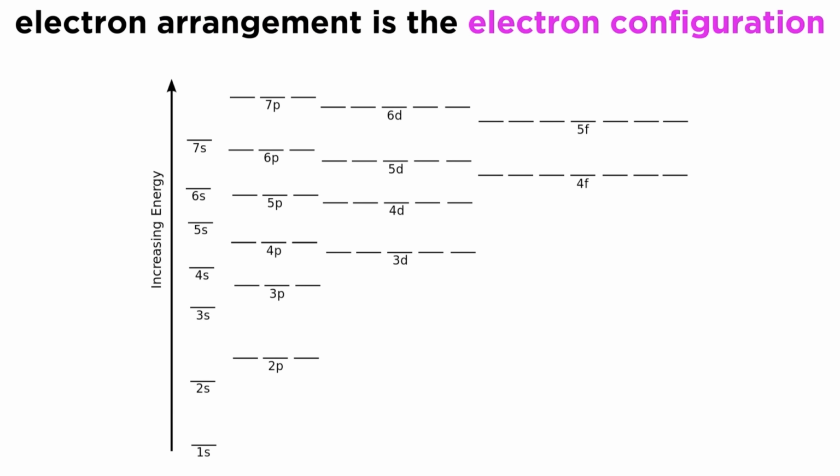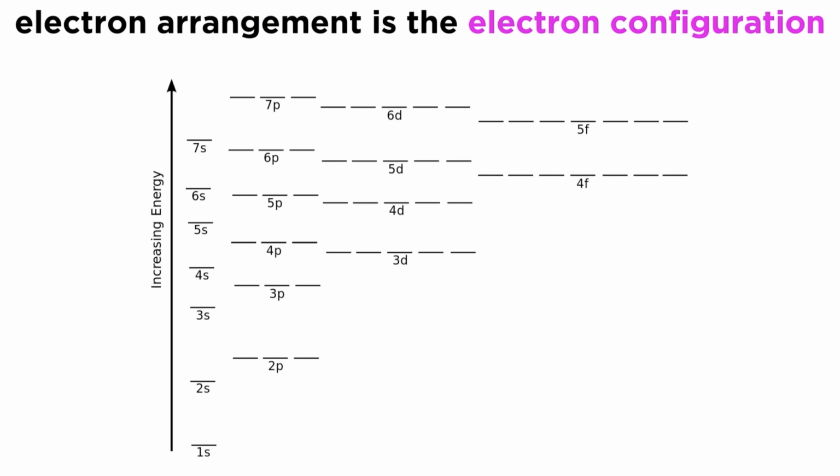Each electron within an atom must be assigned an orbital, and the specific arrangement of electrons amongst the orbitals within an atom is called the electron configuration of the atom. Many properties of an element will depend on its electron configuration, so let's make sure we understand these as well.